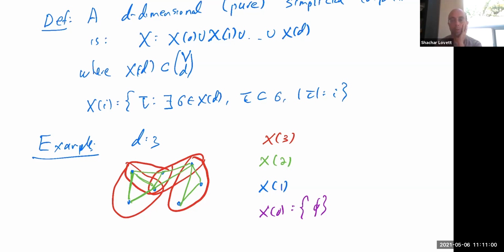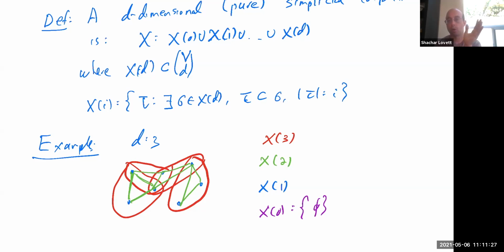So maybe now is a good point to see if anybody has any questions about this definition, because that's going to be the main definition that we're going to be working with. This is a three-dimensional simplicial complex.